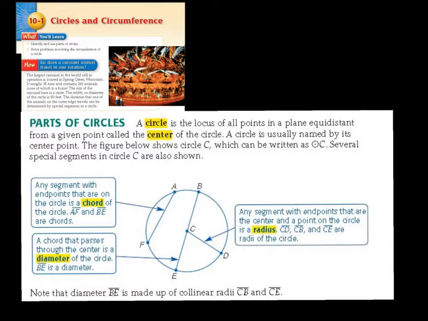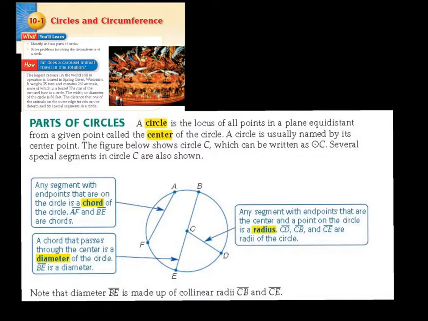circle. A circle is defined as a set or locus of all points in a plane equidistant from a given point called the center of the circle. A circle is usually named by its center point. The figure below shows Circle C, which can be written as ⊙C. Several special segments in Circle C are also shown.